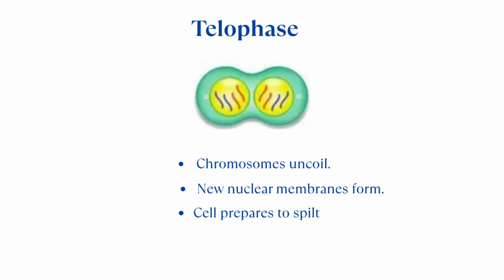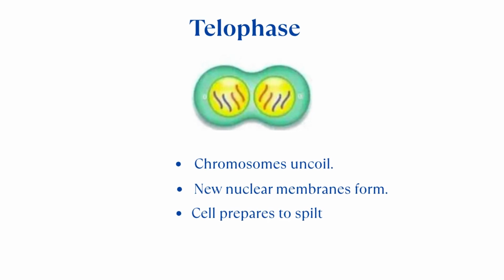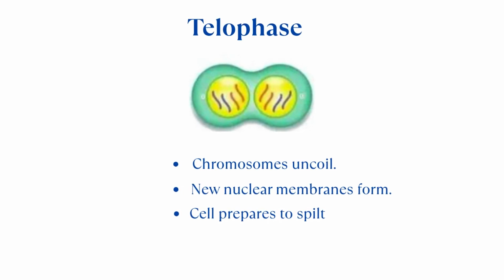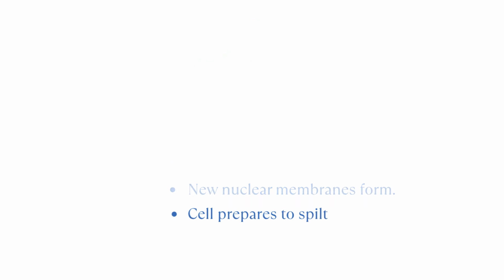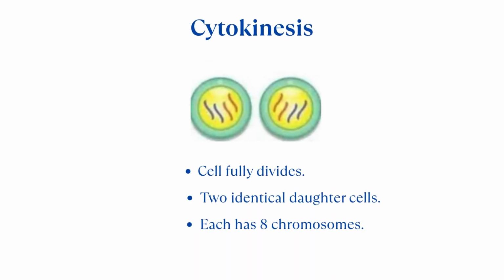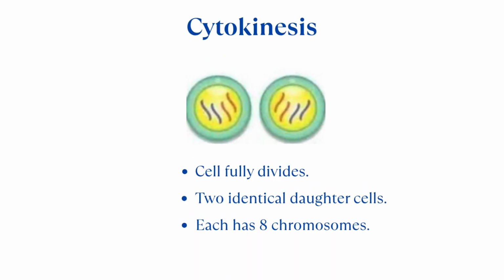In telophase, 2 new nuclear membranes form. The chromatids uncoil back into chromatin, and the cell prepares to split. Finally, in cytokinesis, the cell fully divides into 2. Each new cell has 8 chromosomes, identical to the parent cell.